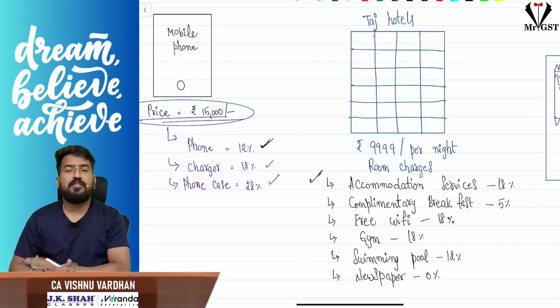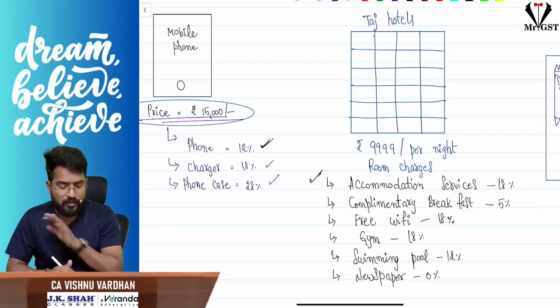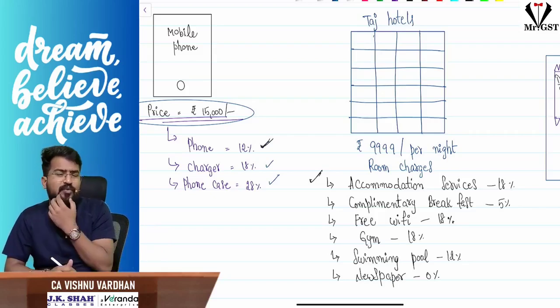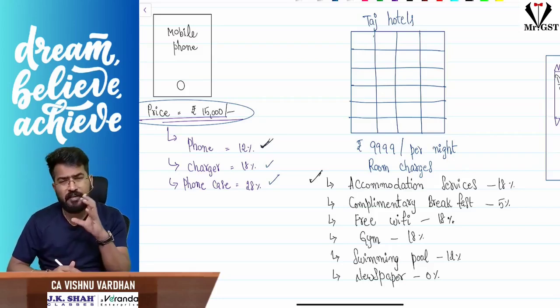Whatever is the GST provision applicable for that accommodation service, for the entire transaction the same tax rate will be made applicable. So that is the tax treatment. Now you will get a doubt, sir, how can you determine whether these are naturally bundled or not? Is there any formula for this?